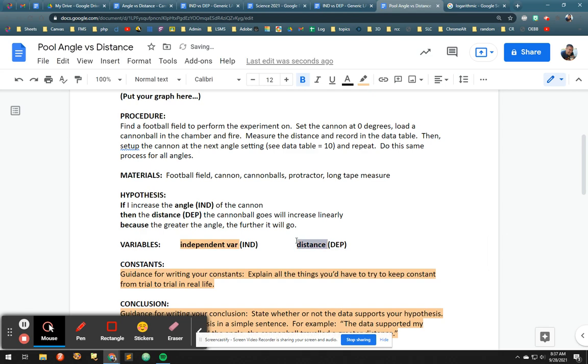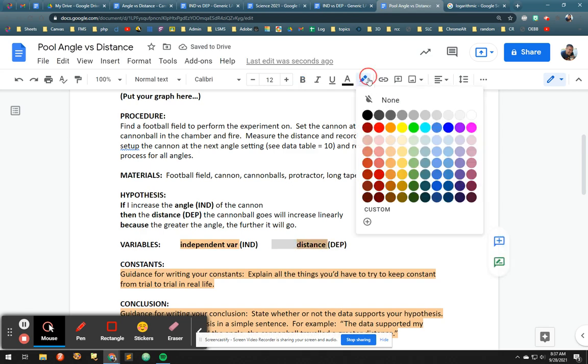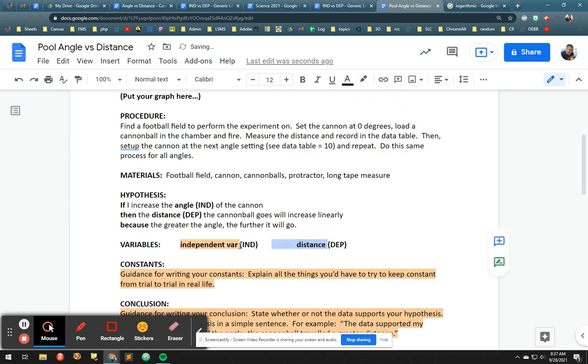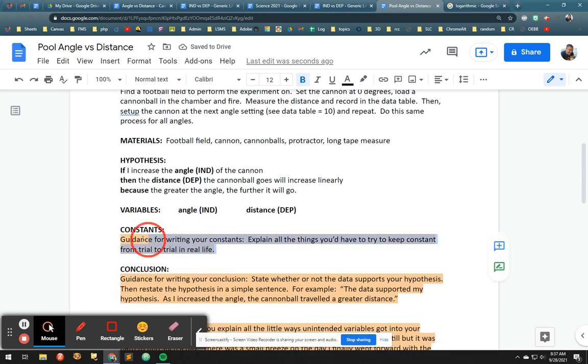I don't want the highlighting because that was just for you. And this will be angle. Right, so then here, constants. These are the things we're going to keep the same.